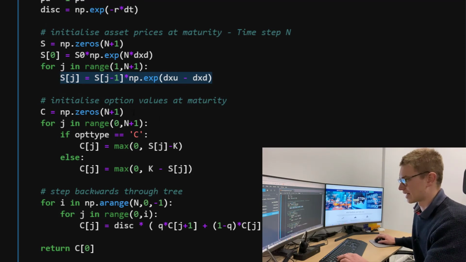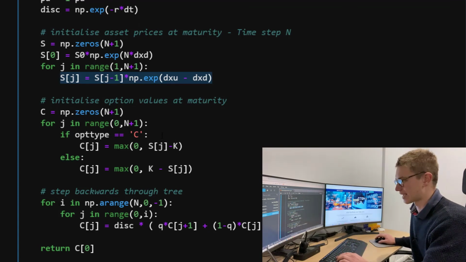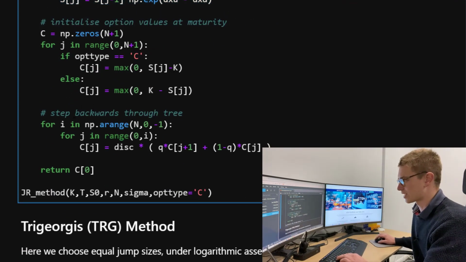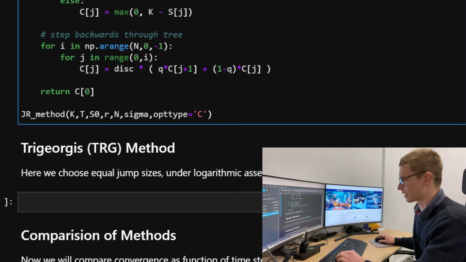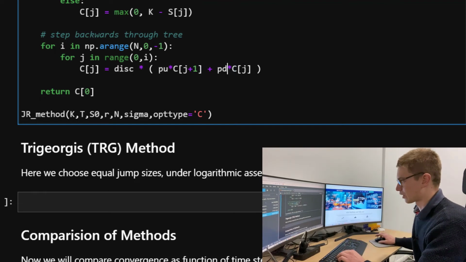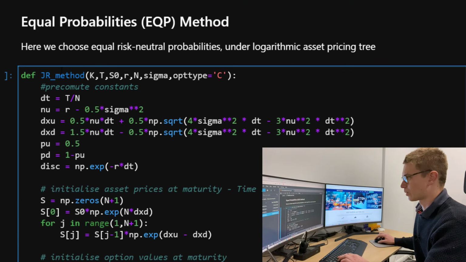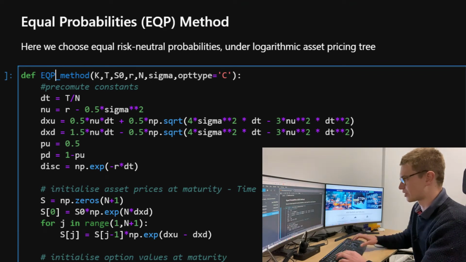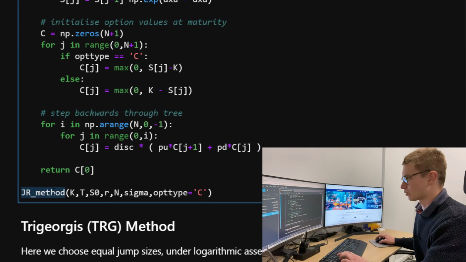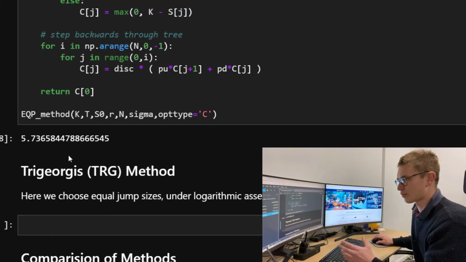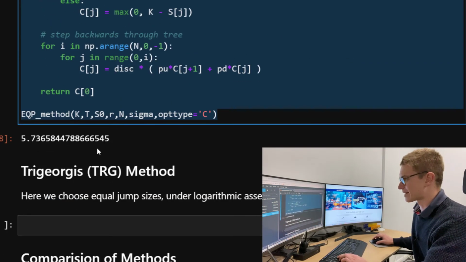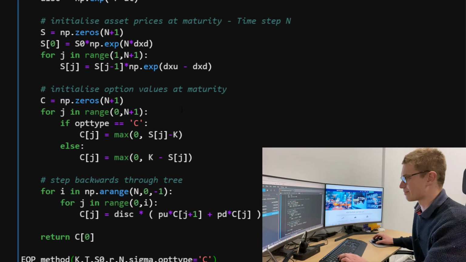Once you've done that, the final payoff is just the exact same, but stepping backwards through the tree. So our backward recursion is just going to be, instead of Q now, that probability, we're going to be using P up and P down for our risk neutral probabilities. So once we've got that, we'll call the appropriate function, EQP, and we can make sure it runs. And again, we get a similar value, 5.74. So we'll copy and paste that, and we'll do the TRG method now.